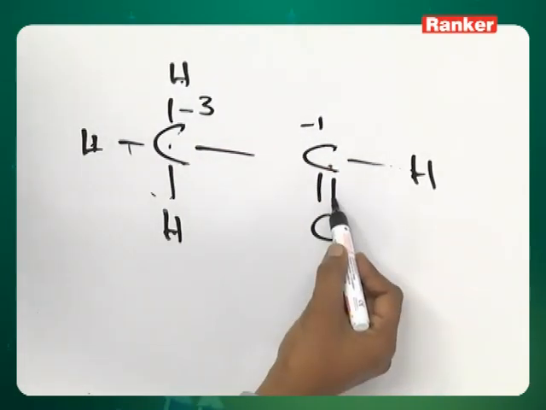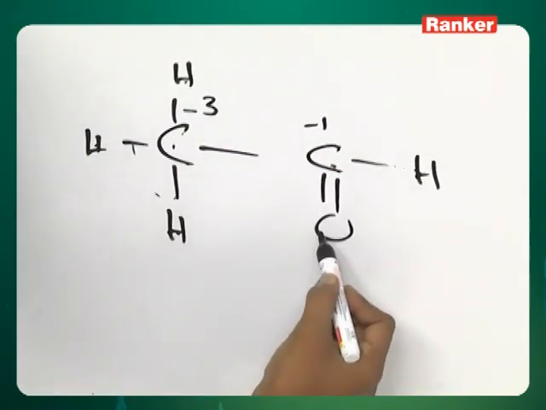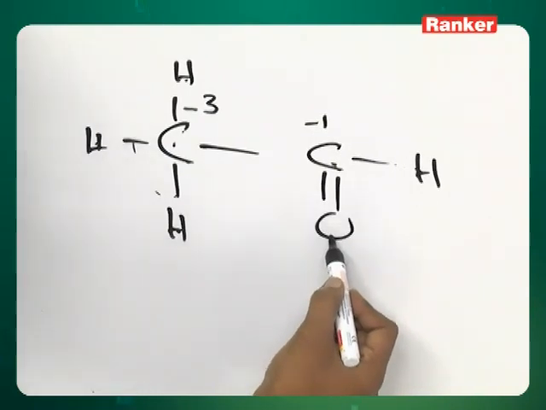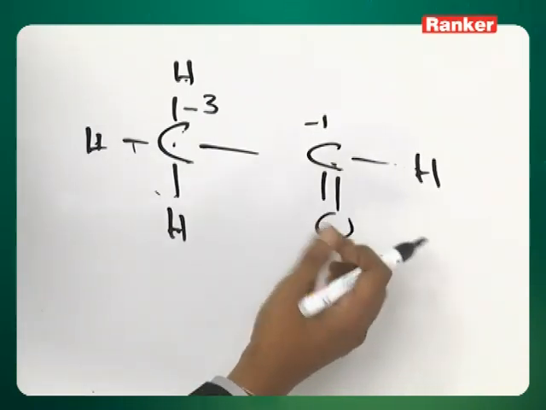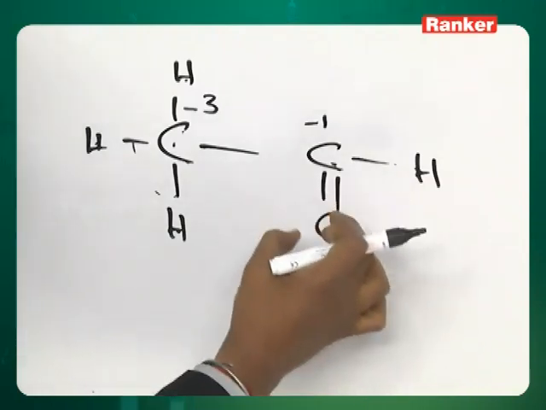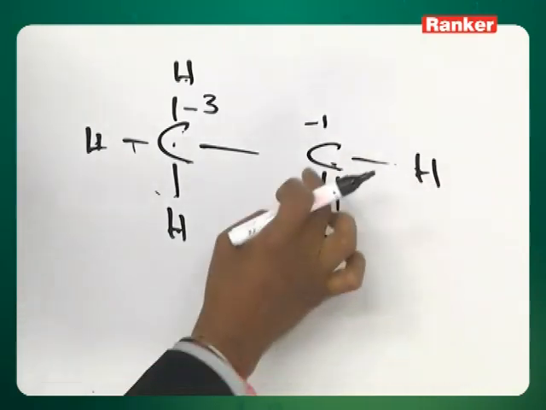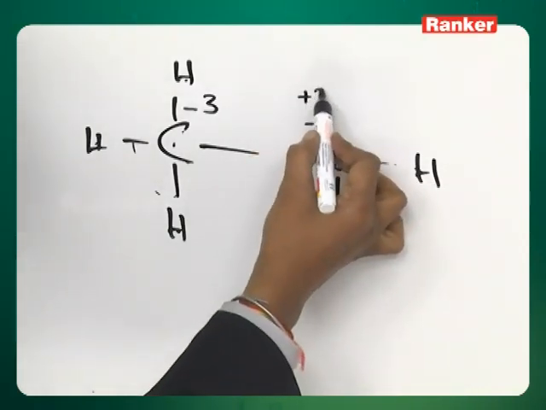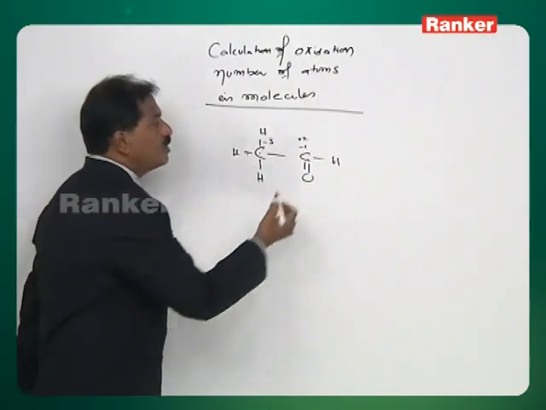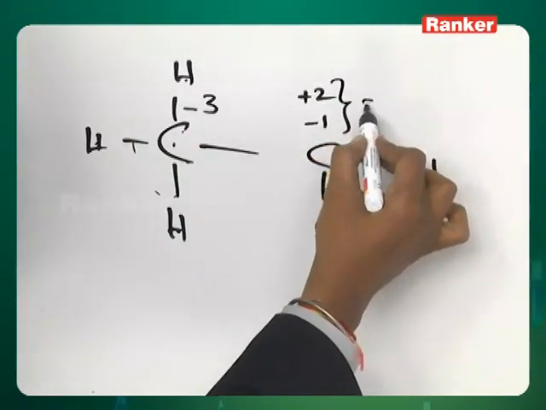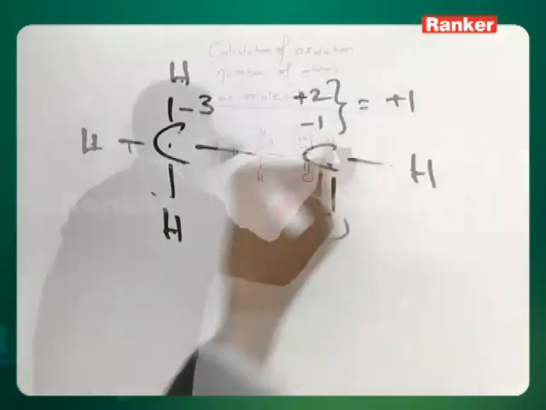Next, similarly, this carbon and oxygen. Here a double bond is present. Oxygen is more electronegative. Since oxygen is more electronegative, oxygen will gain 2 electrons through these 2 bonds. Therefore, carbon here loses 2 electrons. Therefore, the net charge present over the carbon here is +1.